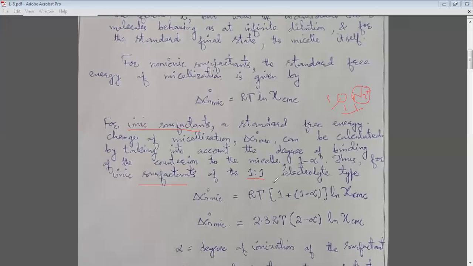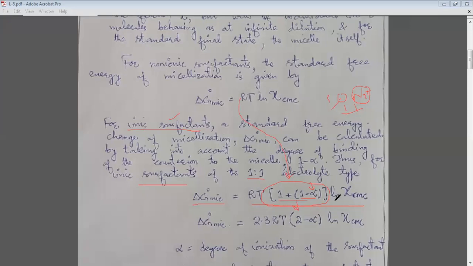So for those cases, ionic surfactants which include both cationic as well as anionic, their free energy of micellization is related by this expression. What is this? RT times 1 plus 1 minus alpha. Alpha here is the degree of ionization or dissociation of counter ions. That means you have to introduce this part into this equation, and you will see the difference between the two for these ionic surfactants. Now this is simply 1 plus 1, it will be 2, so it will be 2 minus alpha.